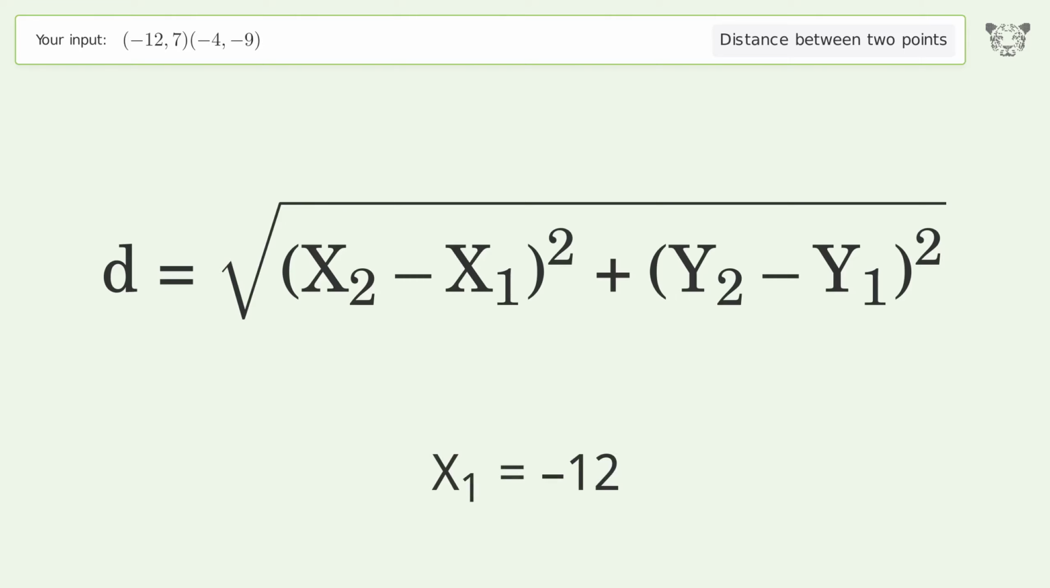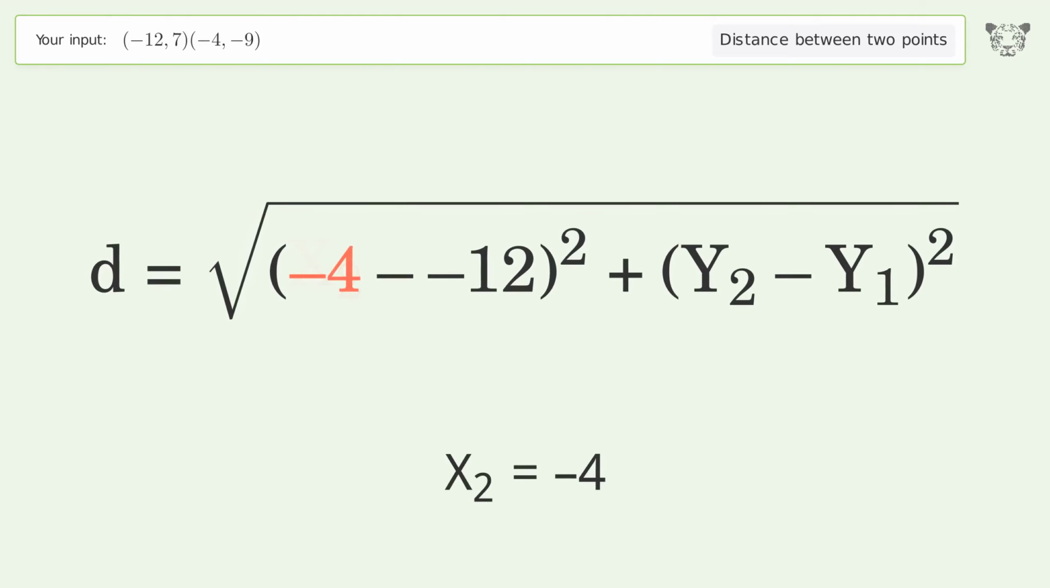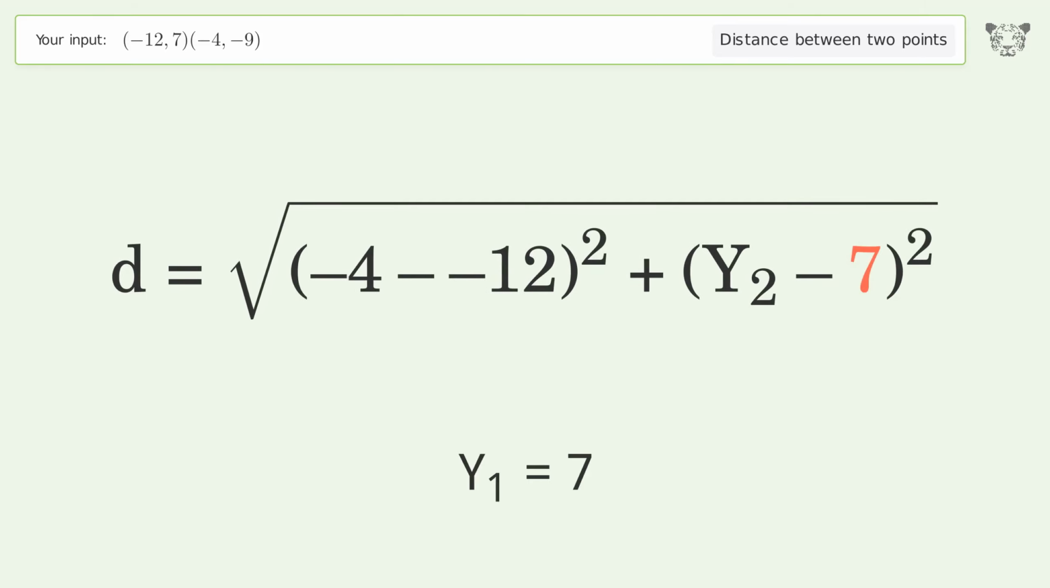x1 equals -12. x2 equals -4. y1 equals 7. y2 equals -9.